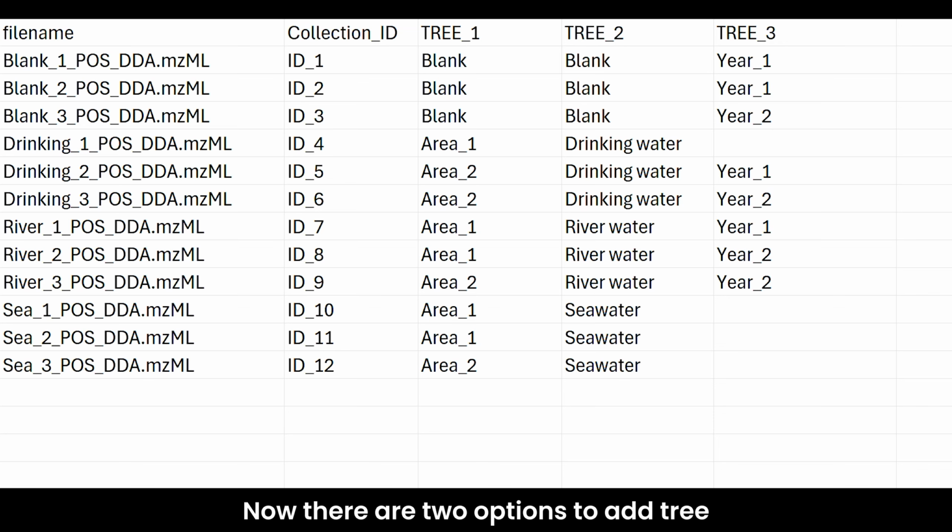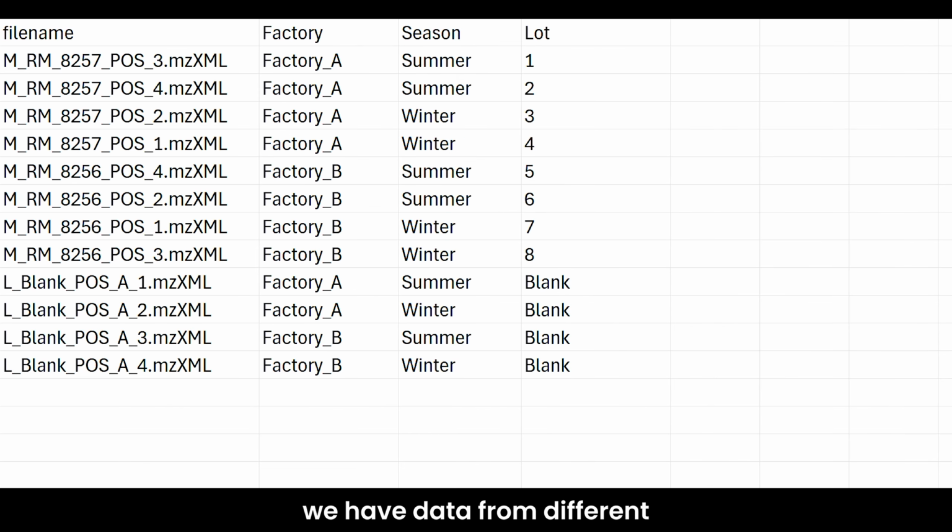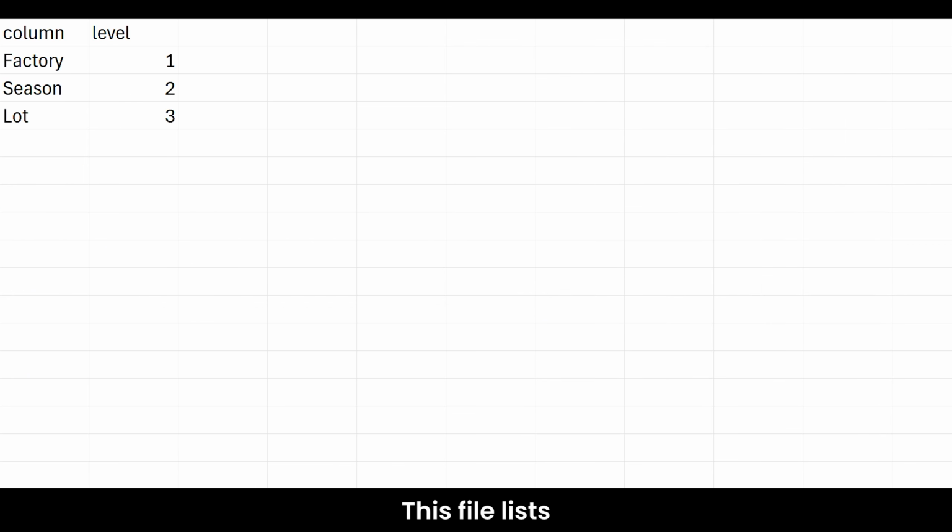Now there are two options to add tree information to your metadata. The first is exactly what's shown here, with columns labeled tree 1, tree 2, tree 3, etc. for the different levels of the hierarchy. However, if you already have column names you like and don't want to change them, you can use the second option. For example, here we have data from different batches of salmon processed through different factories at different times of year. Instead of renaming the factory, season, and lot columns, we can keep those column names and upload an additional hierarchy file. This file lists the names of each column that contains tree information and their level in the hierarchy.